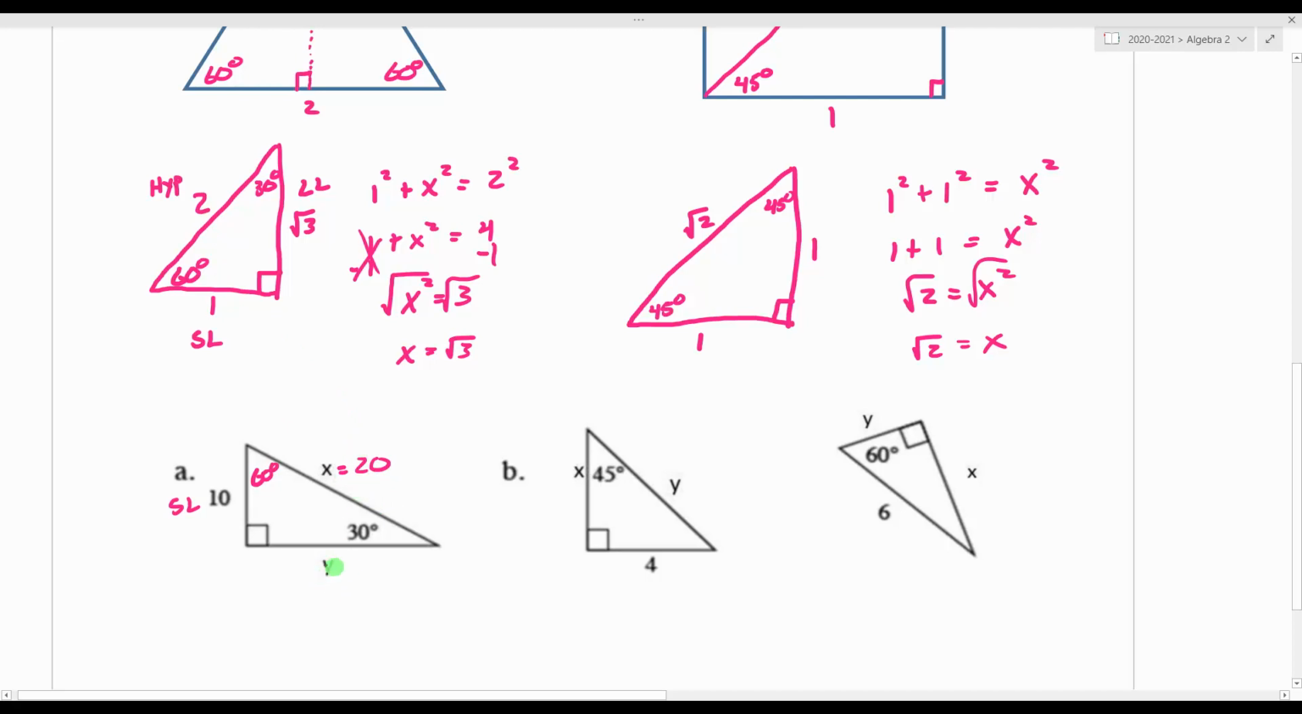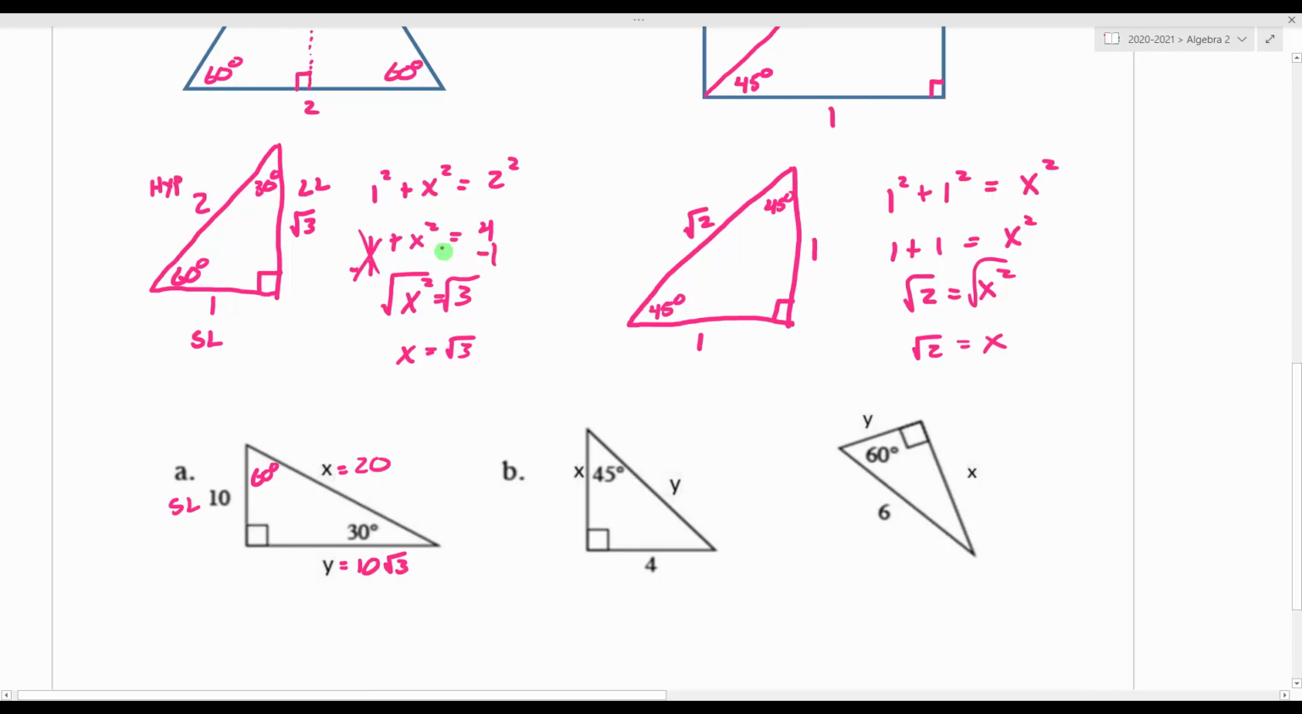And I can do the same thing with this side, right? In our original triangle, the original 30, 60, 90, the long leg is root 3. So all I have to do is take root 3 and multiply it by 10. So we get y equals 10 root 3. And now I know all three of my sides.